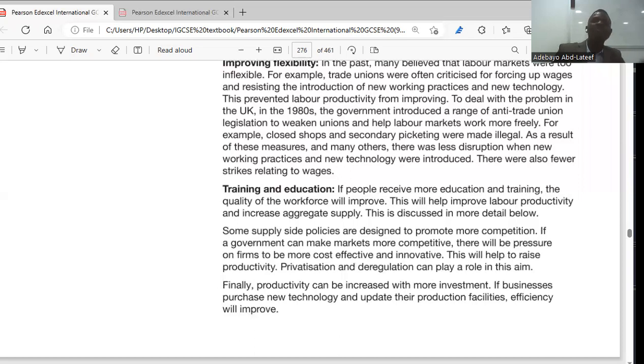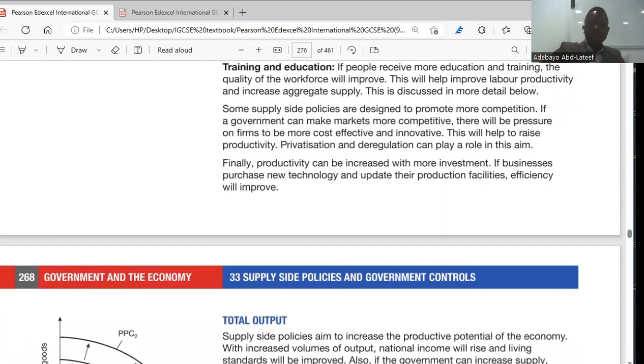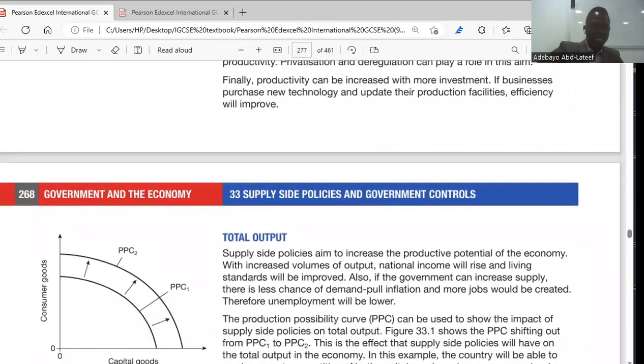So training improves motivation. It increases people's motivation to want to do better because they believe they are valued in the organization. And education allows you to know what you didn't know before. It gives you the ability to learn, to unlearn, and to relearn. So these things are useful for productivity, for output here. So I think that is clear.